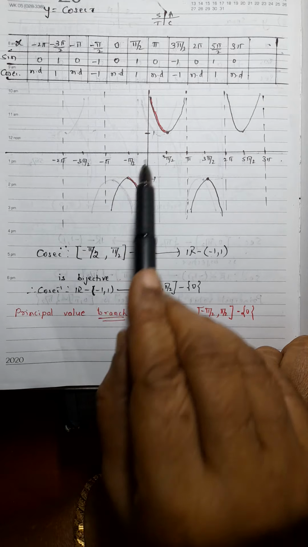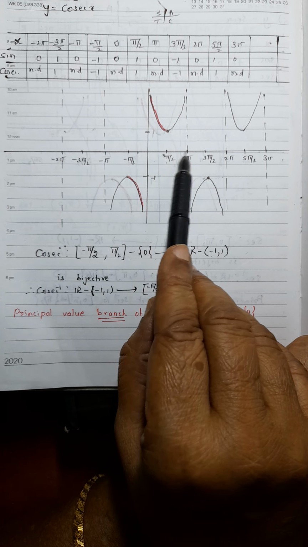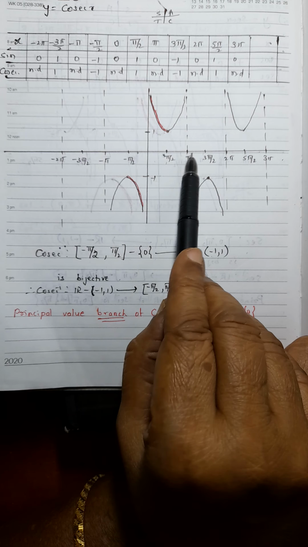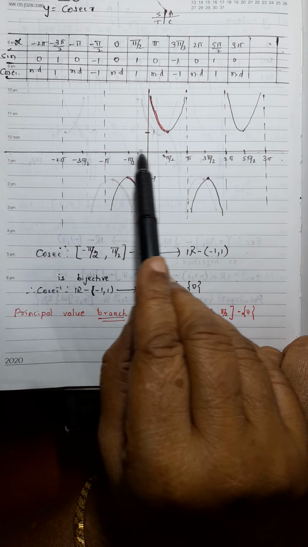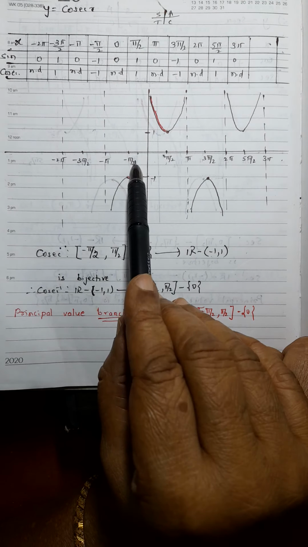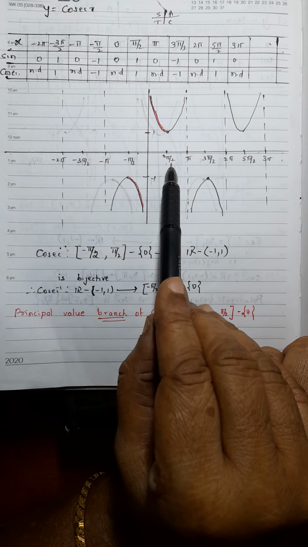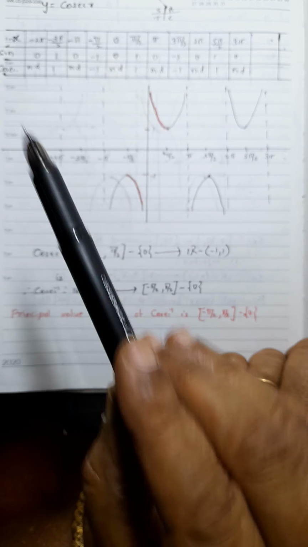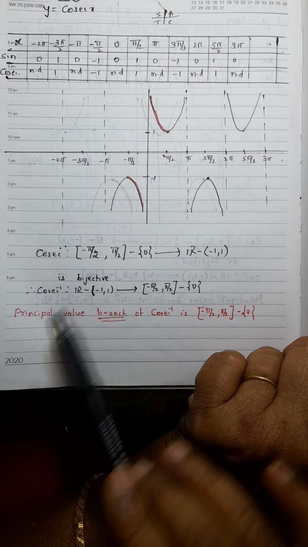Now what will be the principal branch? I cannot take this and this because for two different values of x you will get the same y here. So I cannot take this. So I will take minus pi by 2 to plus pi by 2. One thing is there, at minus pi by 2 and plus pi by 2 it has finite values, and that's why I am taking the closed interval.